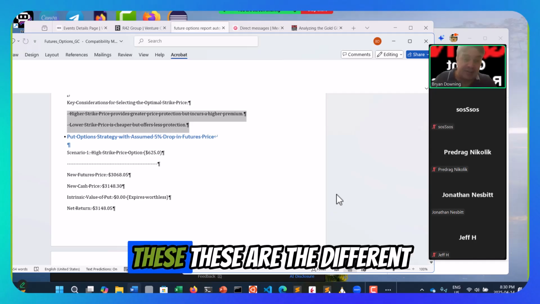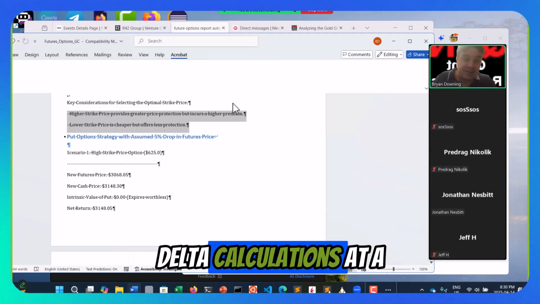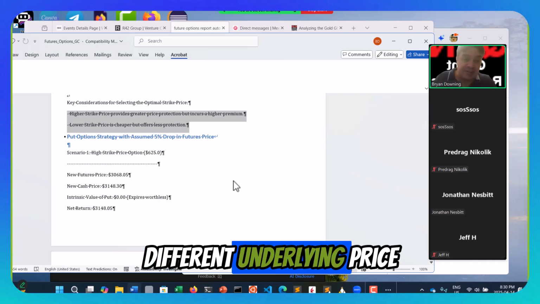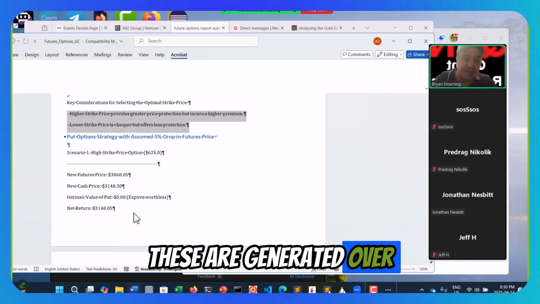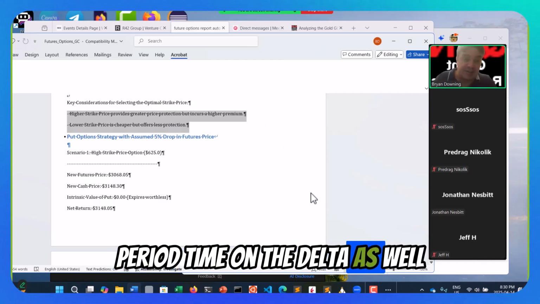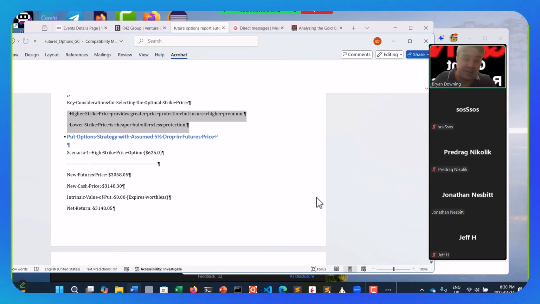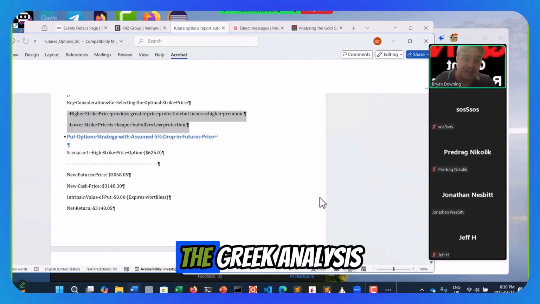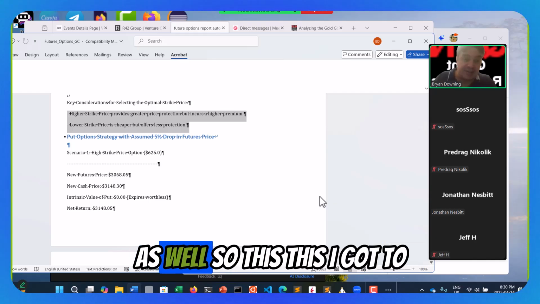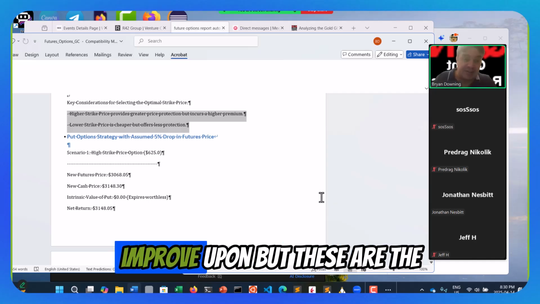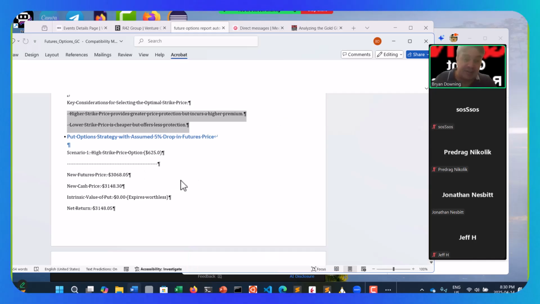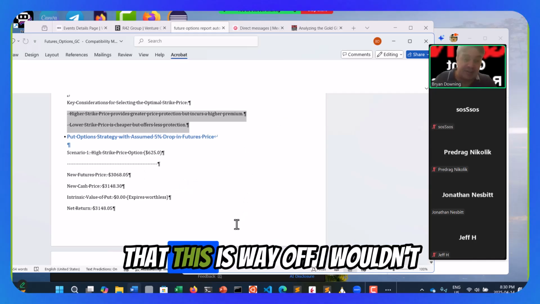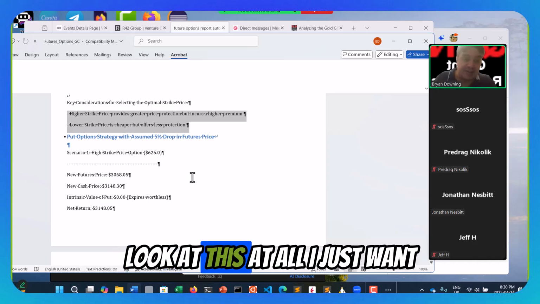You described the red dashed different lines on your ES delta chart. These are calculations at the different underlying prices against the options price, generated over a period of time on the delta as well. So that's using delta, one of the Greek analyses. This I've got to improve upon, but these are the different deltas at the different future prices. But you can see here that this is way off. I wouldn't look at this at all.